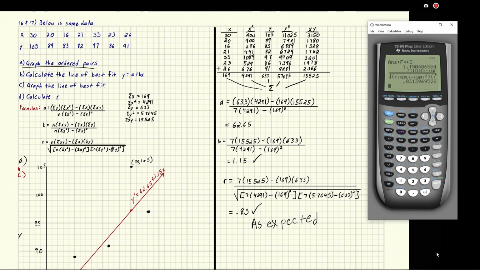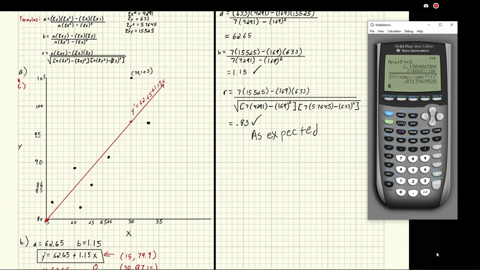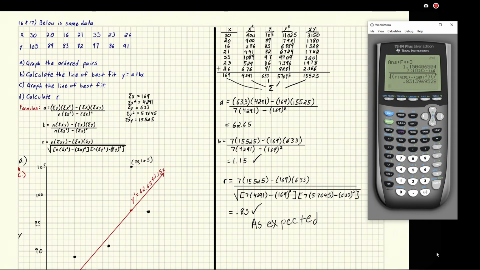We've been asked to graph ordered pairs. So the first thing you're going to need to do is draw an axis. So here's our y-axis, here's our x-axis, and we need to look at how much space we should give on our axis. So if we look at our x values, the lowest one is 16, the highest one is 33.